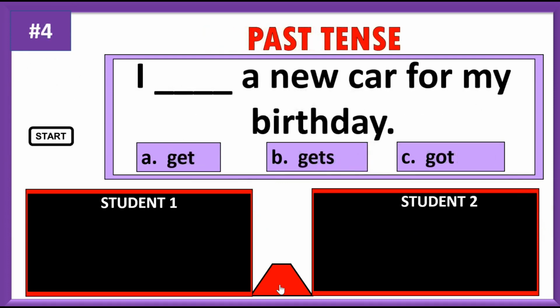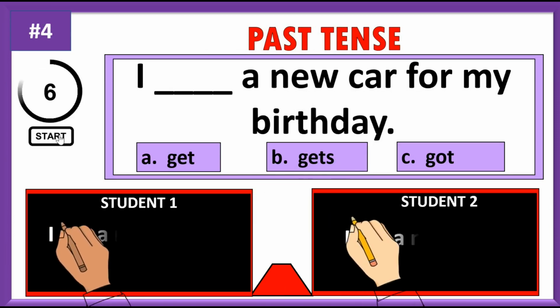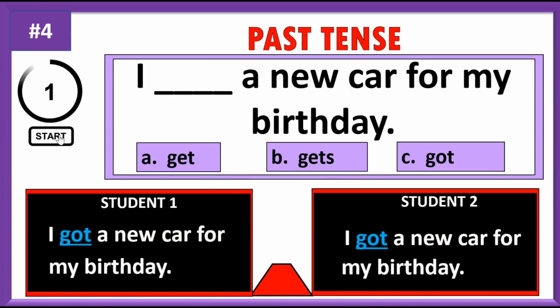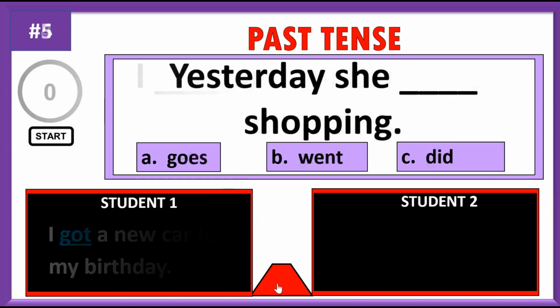Remember, guys, you have 7 seconds to find the correct verb that will complete the sentence. If your answer is student 1, then you are correct. If your answer is student 2, you are also correct, because the correct verb is got. I got a new car for my birthday.